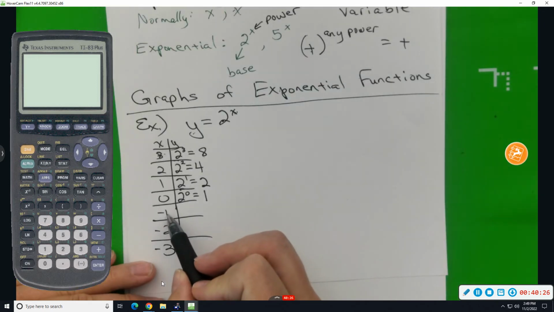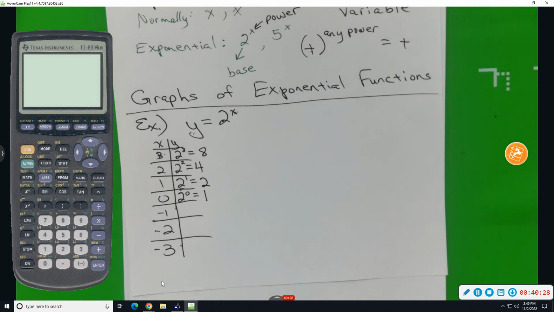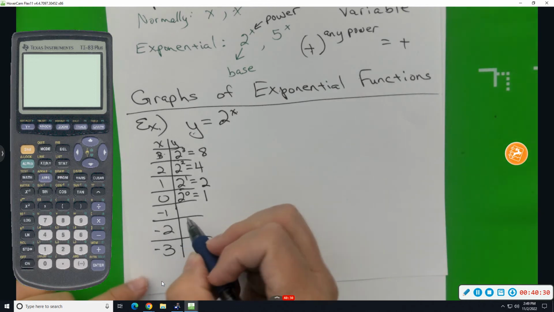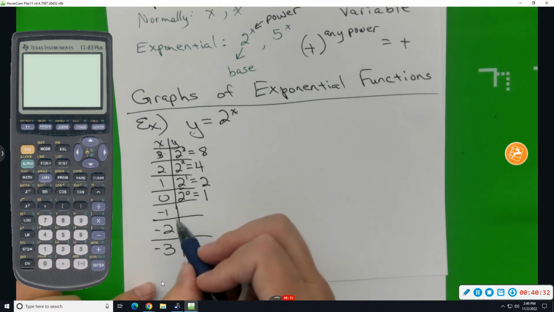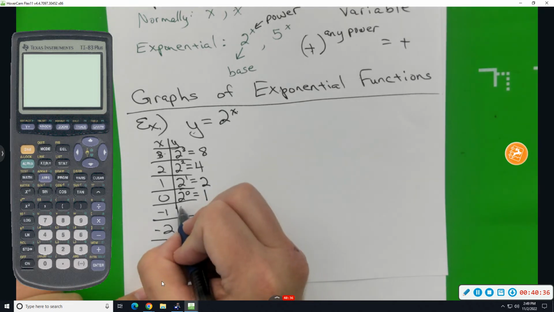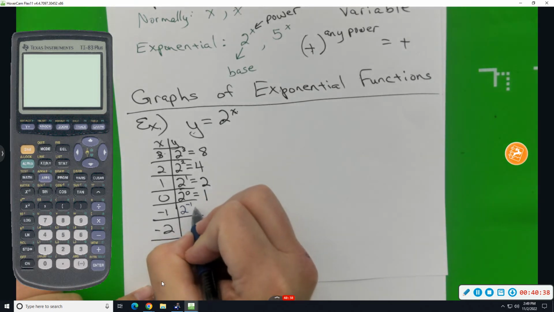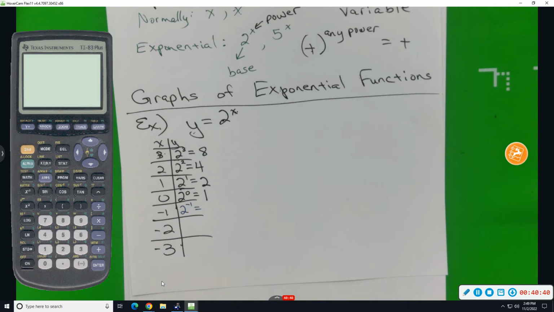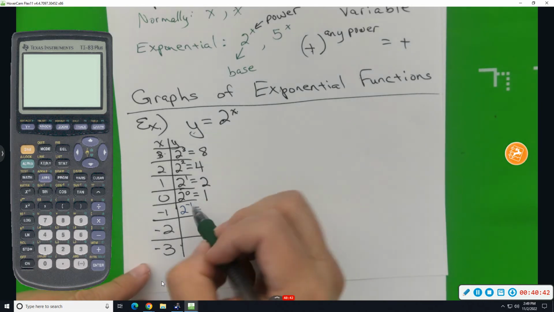Uh-oh, we're starting to plug in negative numbers. I need to change some of these colors. I'm using too much black ink here. It looks sort of dull. You take the negative 1, you plug it in there for x. 2 to the negative 1. What is that going to equal?